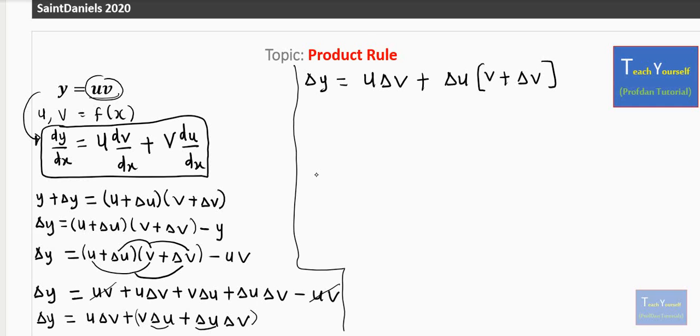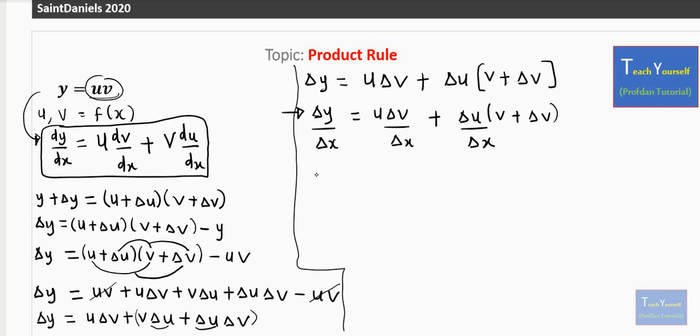Okay, so at this junction, remember, according to first principle, we can have something like this. Now increment in y over increment in x. Divide both sides by increment in x, so that's going to give us u times increment in v over increment in x, plus increment in u, times (v plus increment in v), over increment in x.